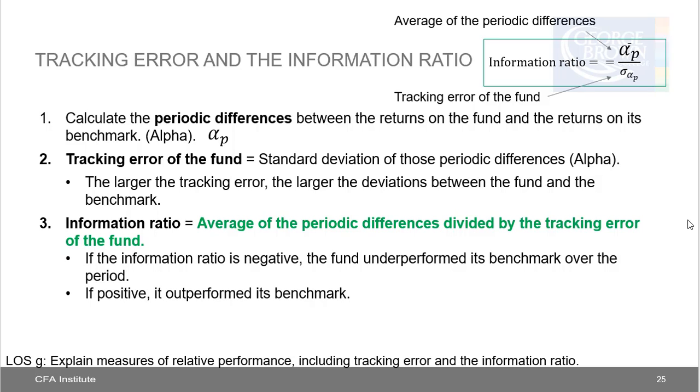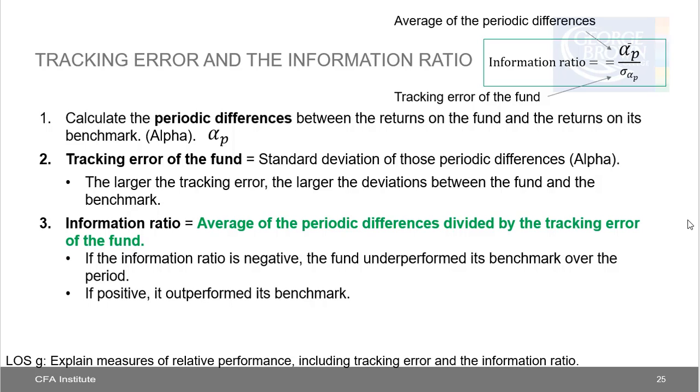The bigger these differences are, the larger the tracking error is. A passive fund manager may be expected to have a very low tracking error because the manager is seeking to replicate a benchmark. But for an active manager, the tracking error will be higher. Tracking error can also be used to formulate another very popular reward to risk ratio known as the information ratio.